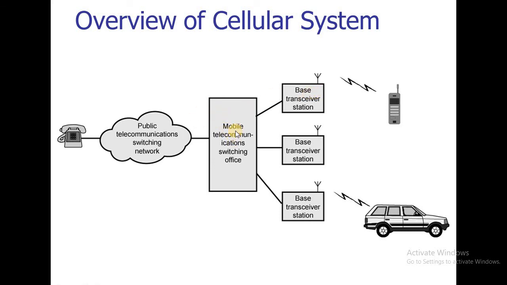MSC here is the mobile telecommunication switching office. This MSC establishes a path between two moving devices, or one moving and one fixed device, if the path is available. Otherwise it sends back a message that it is busy, or that there is some error in the network. If it is idle, then it communicates with the base station at the receiver side and establishes the connection with the other device. So here you can see that multiple base stations are connected to a single MSC.